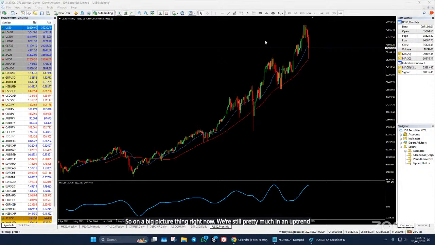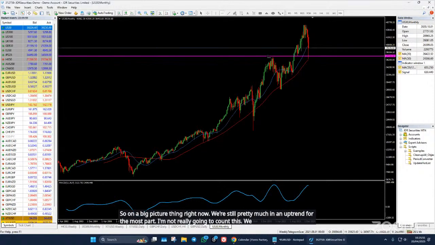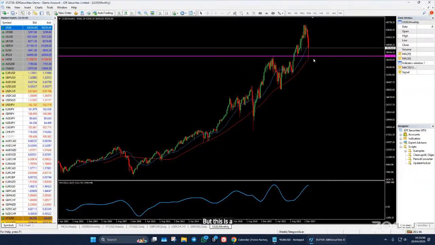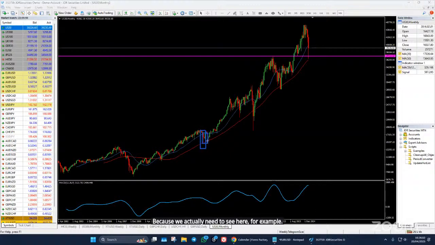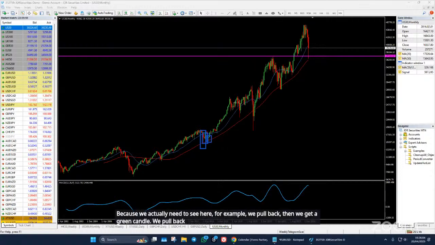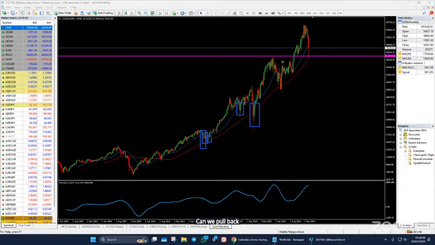I'm not really going to count this. We have come back to a level of support and resistance, but this is a very important thing. Are we going to get the answer to what's going to happen this month? No, because we need to see, for example, we pull back, then we get a green candle. We pull back, we get a green candle. We need the green candle. So I don't think we're going to get it this month.